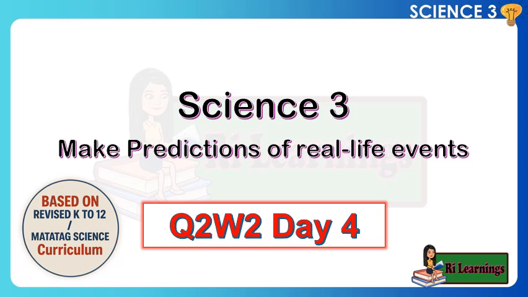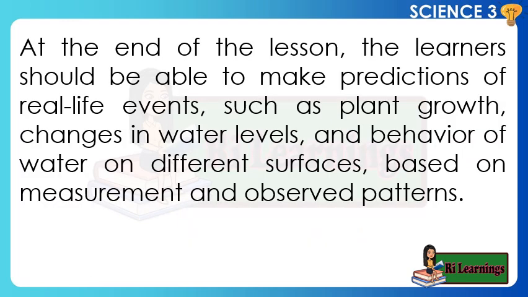Science 3. Make predictions of real-life events. At the end of the lesson, the learners should be able to make predictions of real-life events, such as plant growth, changes in water levels, and behavior of water on different surfaces, based on measurement and observed patterns.